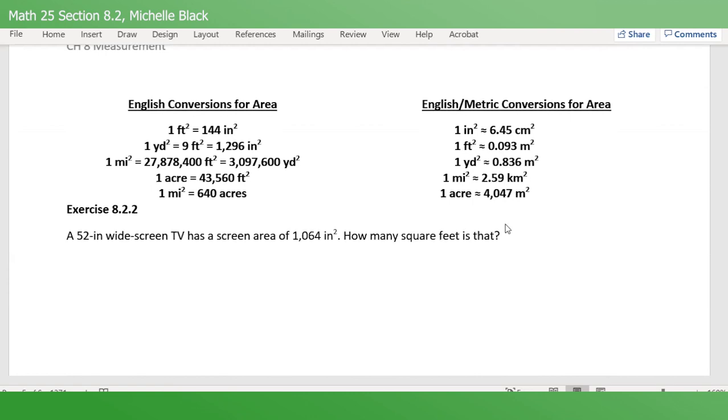So here are some conversion factors for both the English system and the metric system, like going between both of them.